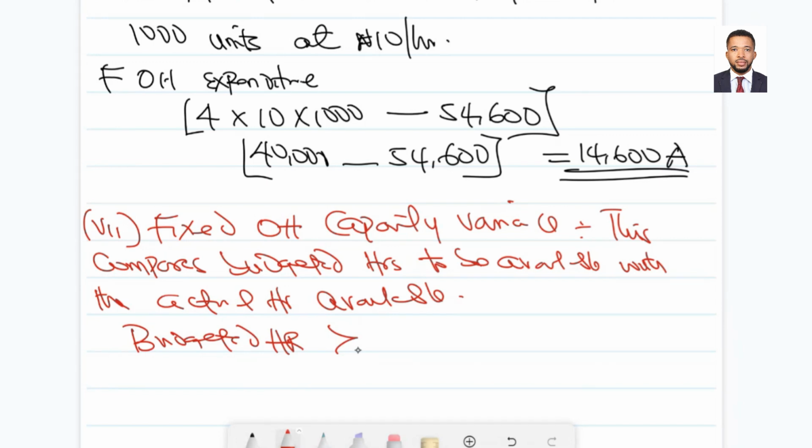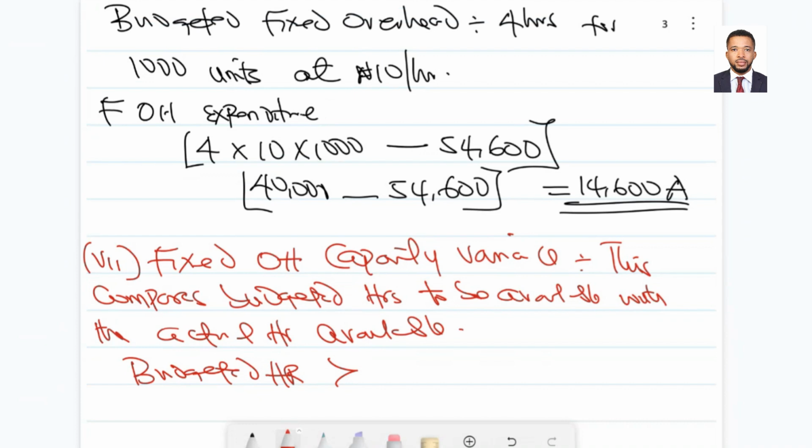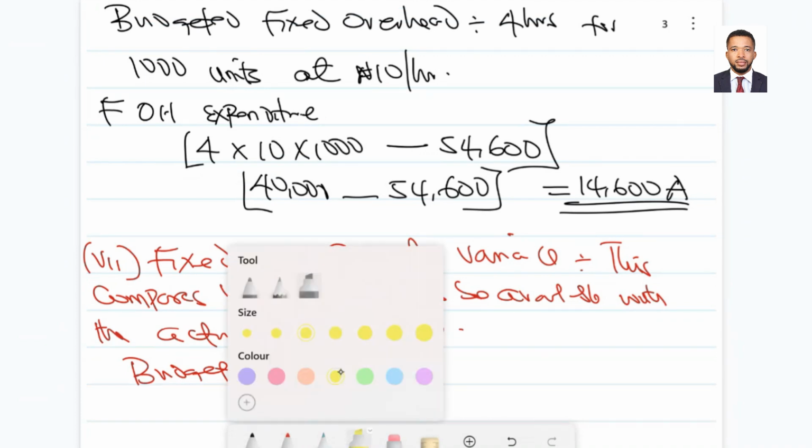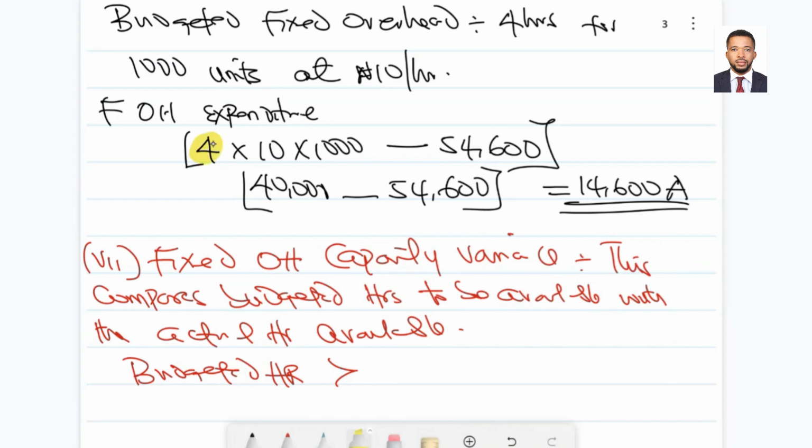We ended up spending 14,600. What was our budgeted? Look at it now, see our budget here. You budgeted to spend 4 hours at 10 naira per hour for a total of 1,000 units. Is that not our budget? How much did you eventually spend? You spent 54,600. Budgeted fixed overhead, this is actual fixed overhead.